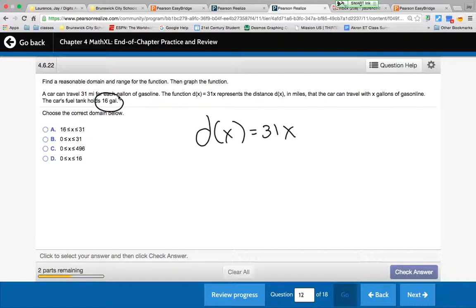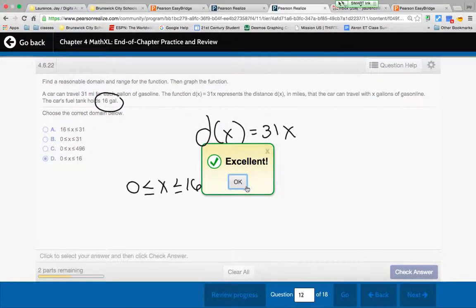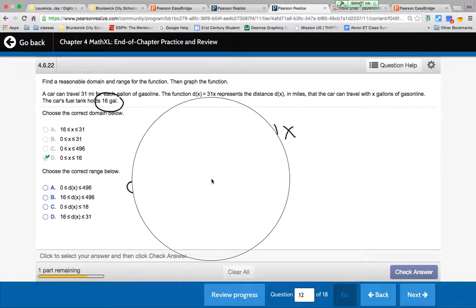Important information there. The domain. Well, what's the maximum the fuel tank can be? Well, the max is going to be 16. What's the minimum? Well, if you run out of gas, how much gas is in the tank? 0. There's our domain right there. That should be it. So it should be D. Oh, I'm excellent again.